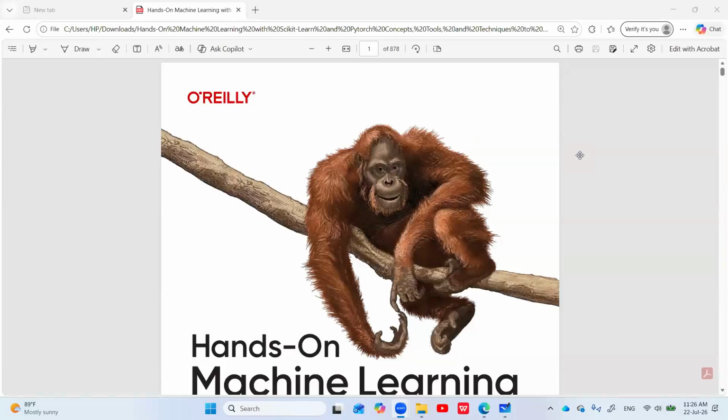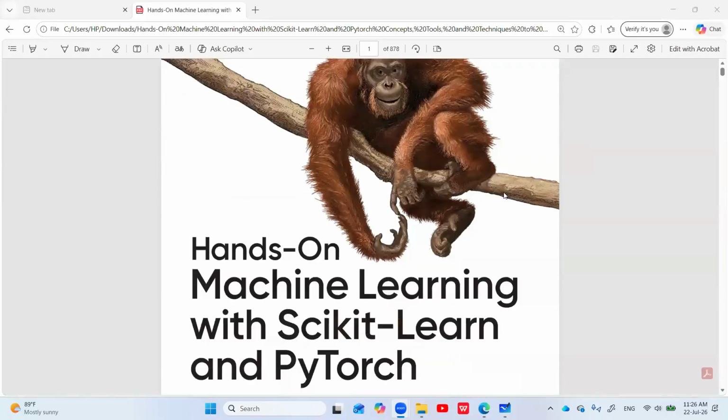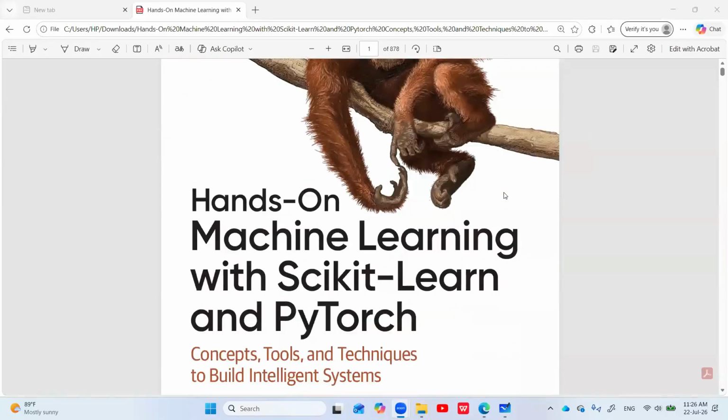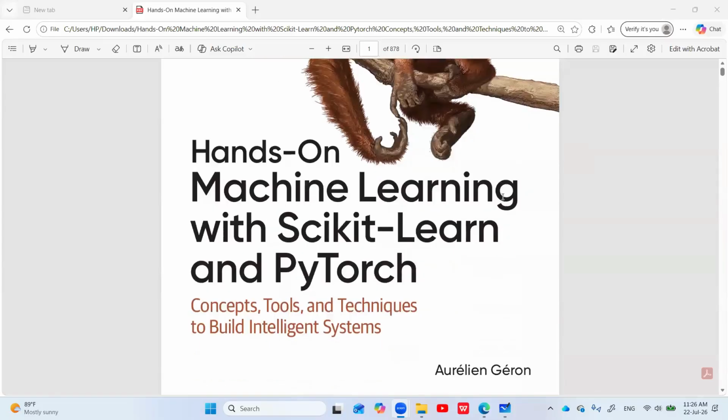Hello guys, I'm Jinendra. We are going to discuss completely hands-on machine learning using this book. The book name is Hands-on Machine Learning with Scikit-Learn and PyTorch. If you bear with me with this book, I'm pretty sure you can learn several major concepts and hands-on experience related to machine learning.